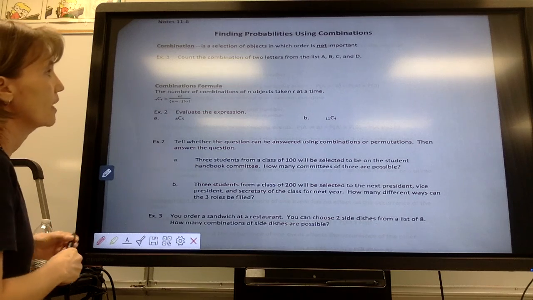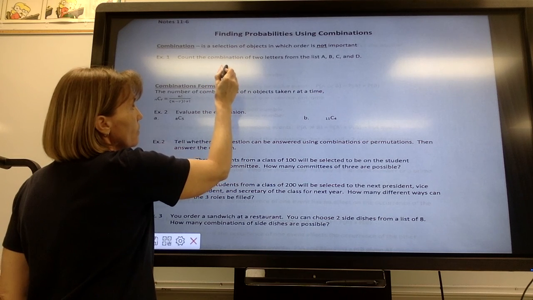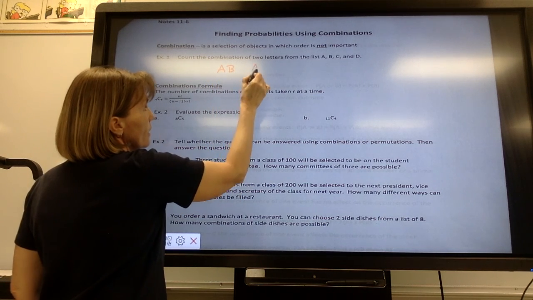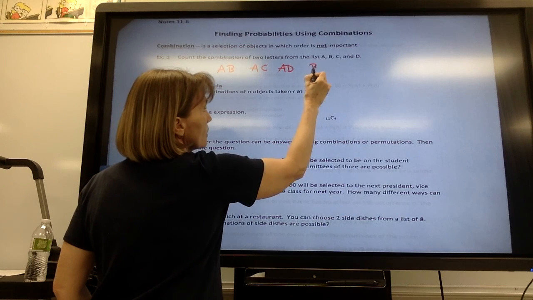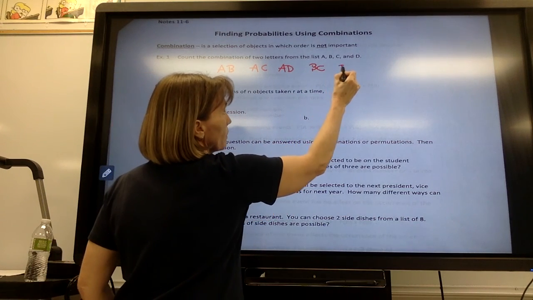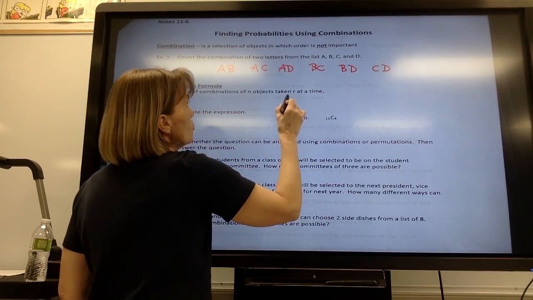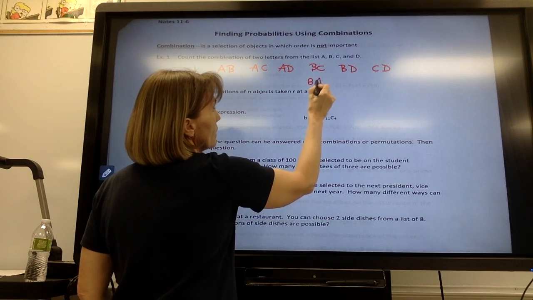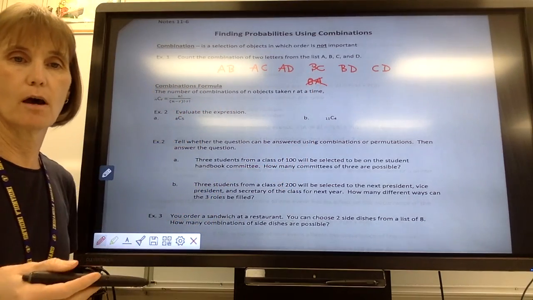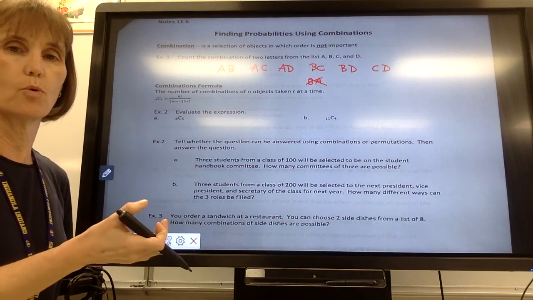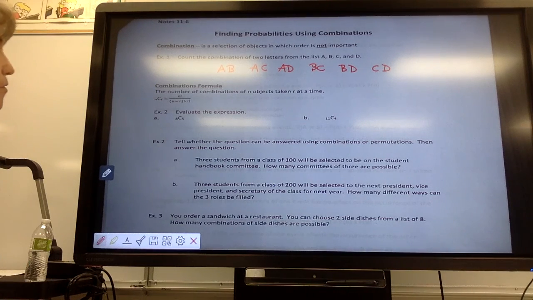Okay, example 1, it says count the combinations of 2 letters from the list. So when I write down my combinations, AB is a combination, AC is a combination, or AD is a combination. Then I could have BC, and I could do BD, and then I could do CD, but I can't do BA. BA does not work because I already have those same 2 letters. That's not a different combination. It's the same 2 letters, just in a different order. So order does not matter, and in this case we have 6 different combinations for those letters.